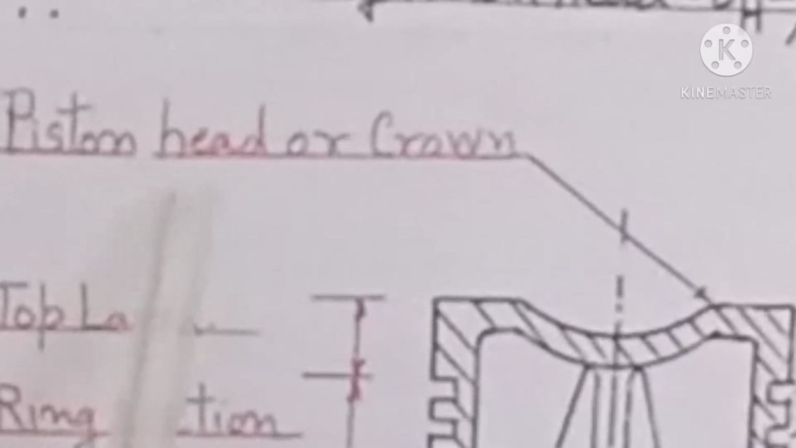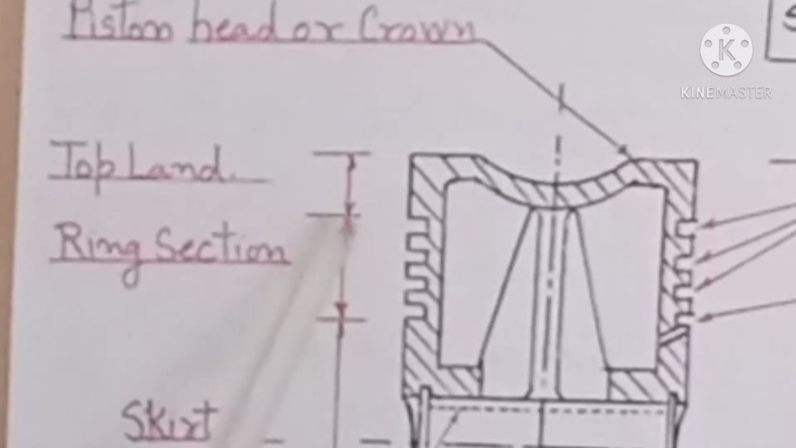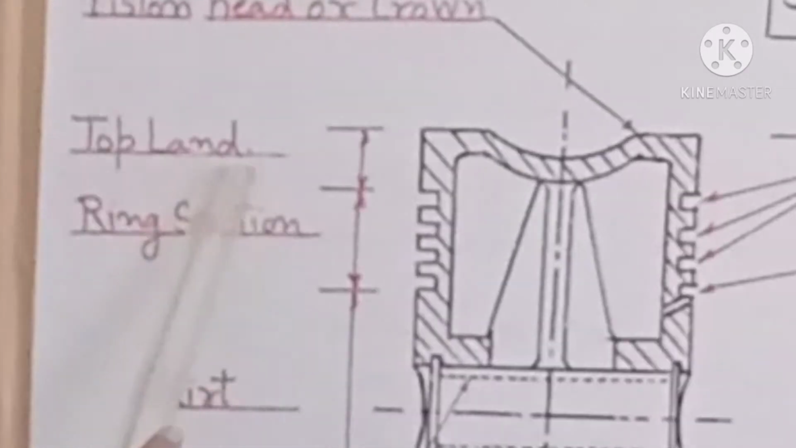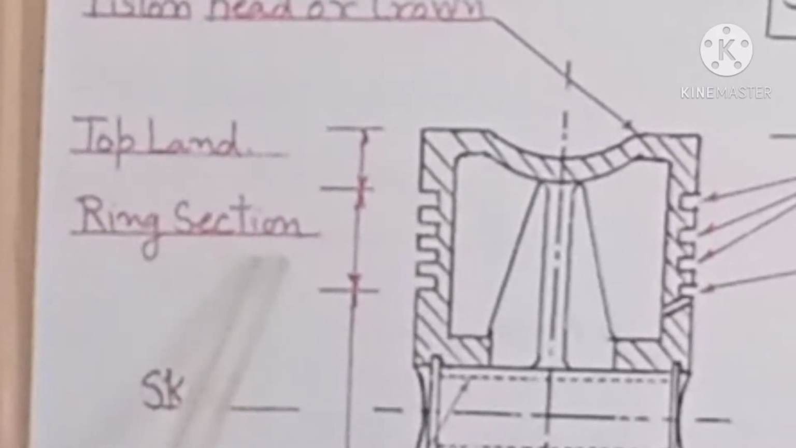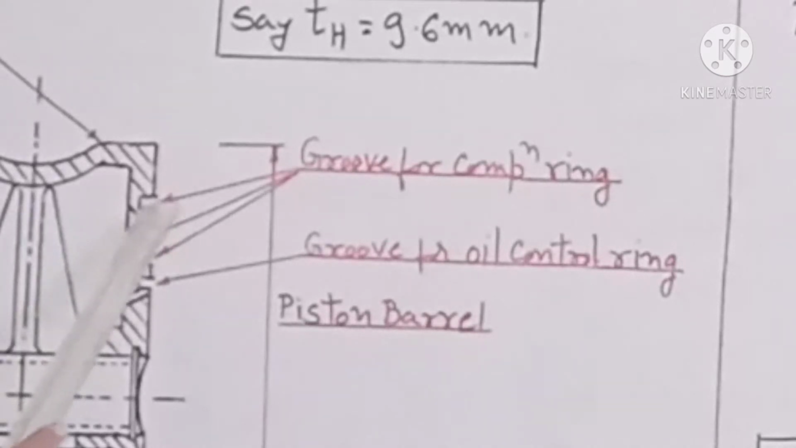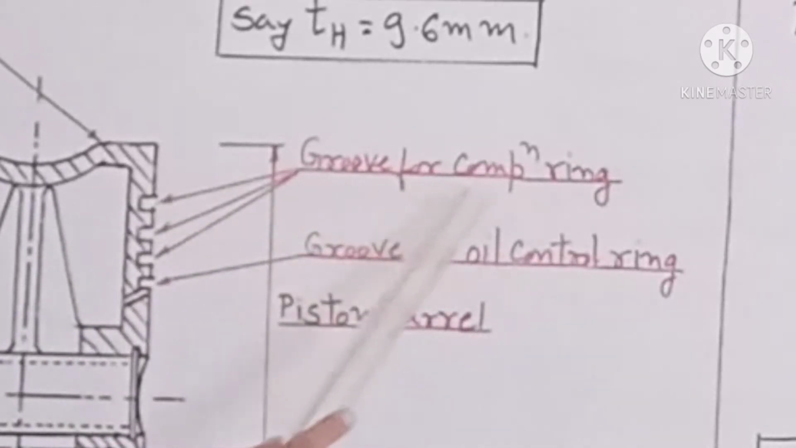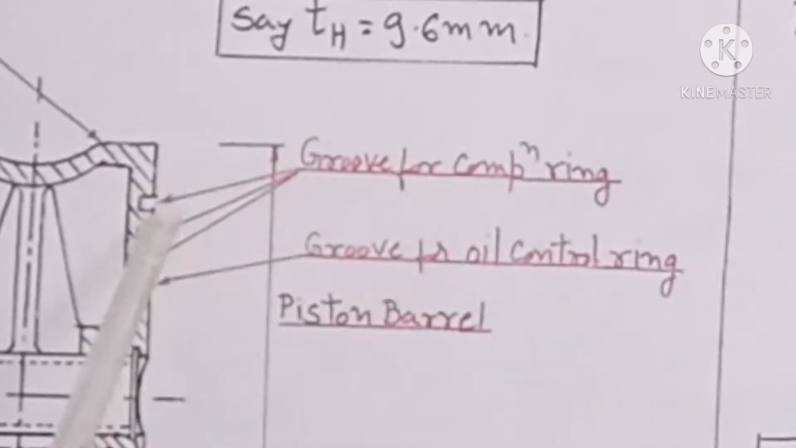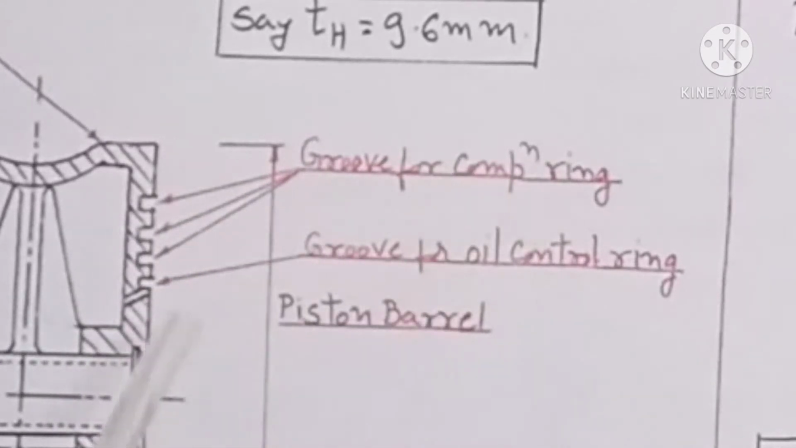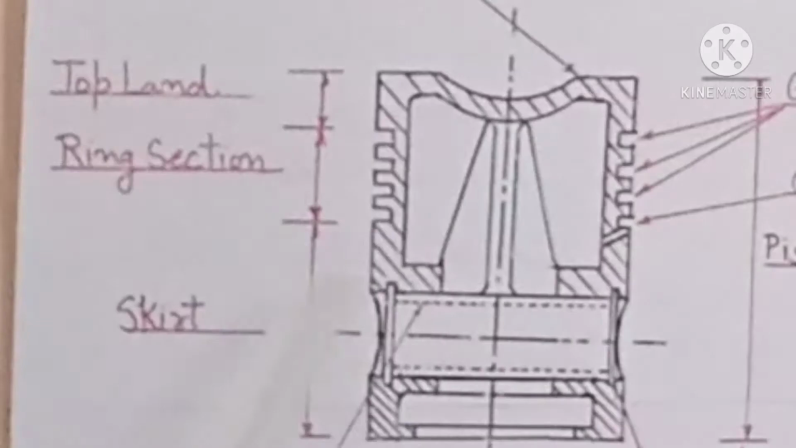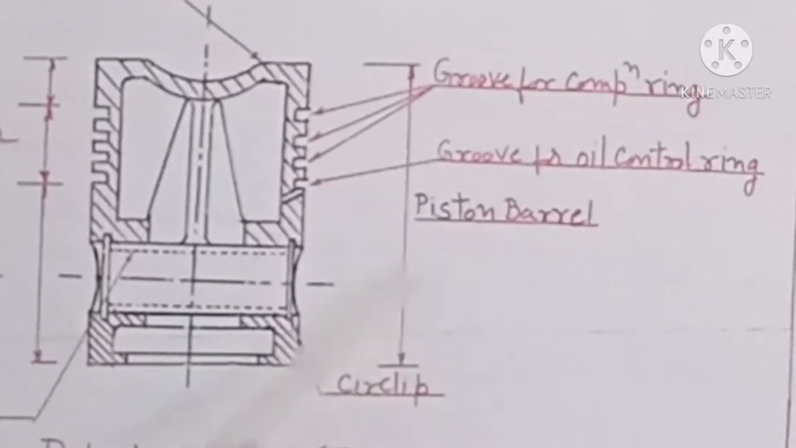Upper surface is known as piston head or crown. This portion is known as top land, and this section is known as ring section. In these are the grooves for compression ring. The above three grooves are for compression ring, and the bottommost groove is for oil control ring or oil scraper ring. This portion is known as skirt of the piston, and this complete portion is known as piston barrel.